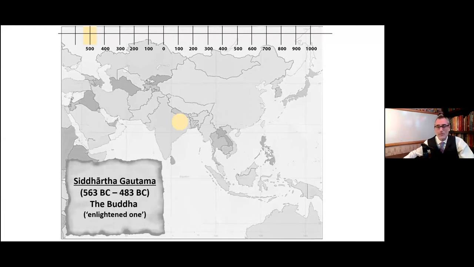This is the Buddha. The Buddha is a title. There were many Buddhas, or various people that were called enlightened ones. So sometimes to differentiate this particular Buddha, he's called the Gautama Buddha. He's also sometimes referred to as Shakyamuni, the sage of the Shakya clan.